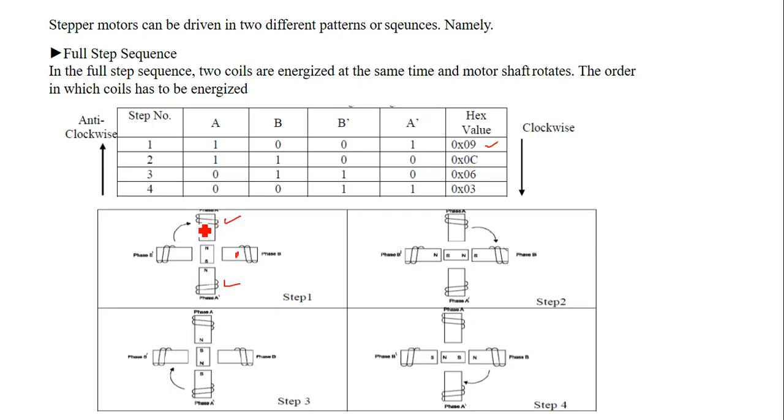This is already energized if the direction is here, so this will be 1 1. If you want it here, then B and B dash will get energized. If the direction is like this, then B and A dash will get energized. Whatever sequence we get, the same count will come over here, and that count we have to take into the port.